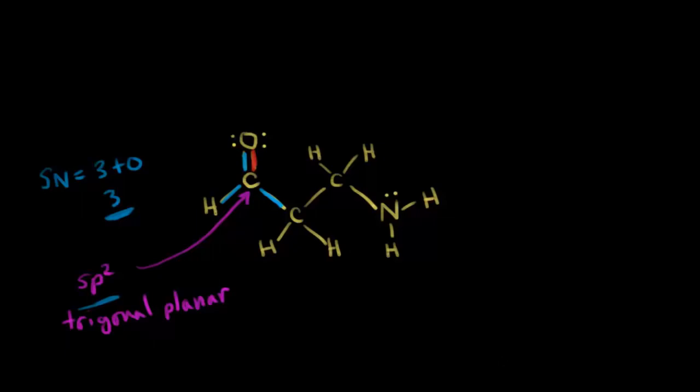All right, let's do the next carbon. So let's move on to this one. I see only single bonds around that carbon. Therefore, it must be sp3 hybridized with tetrahedral geometry. Same thing for this carbon, right? Only single bonds around it, only sigma bonds. So it's sp3 hybridized with tetrahedral geometry.